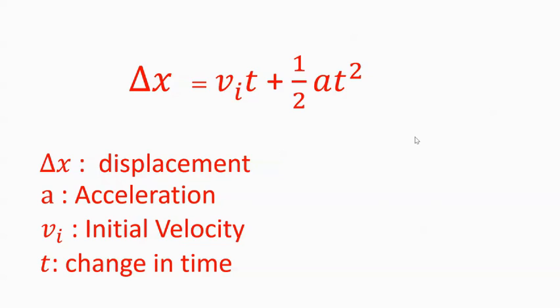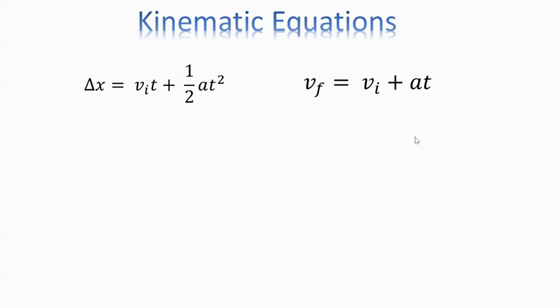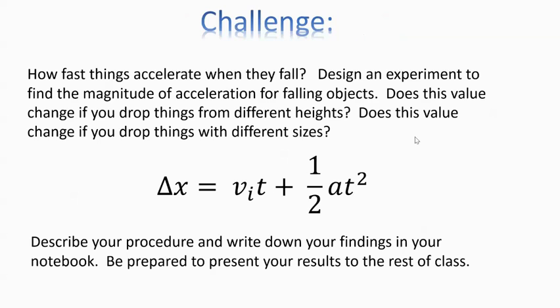Next, what you're going to do in your class, here are the two equations. You're going to use these equations and you're going to answer a question: How fast do things accelerate when they fall? So you can get into groups. Design an experiment to find the magnitude of acceleration, meaning how big is the number for acceleration for falling objects. Does this value change if you drop things from different heights? Does this value change if you drop things with different sizes?